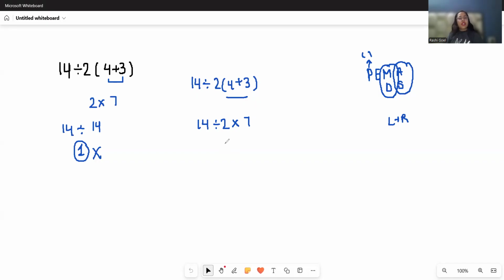So as we already discussed, both have the same priority but we have to solve from left to right. So left first is division and then multiplication. So 14 by 2 is 7 and 7 times 7 is 49. So what is the correct answer? 49.